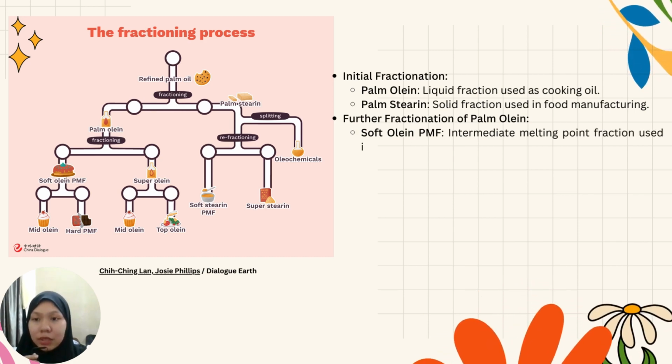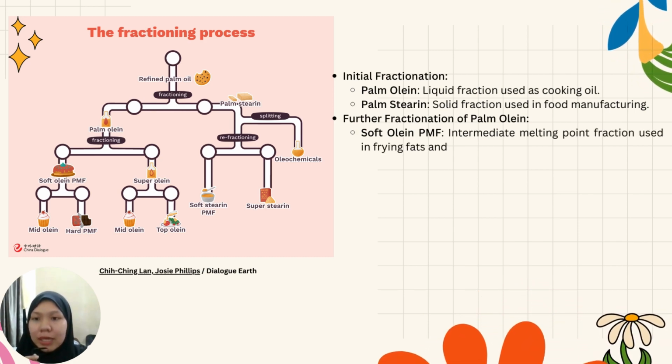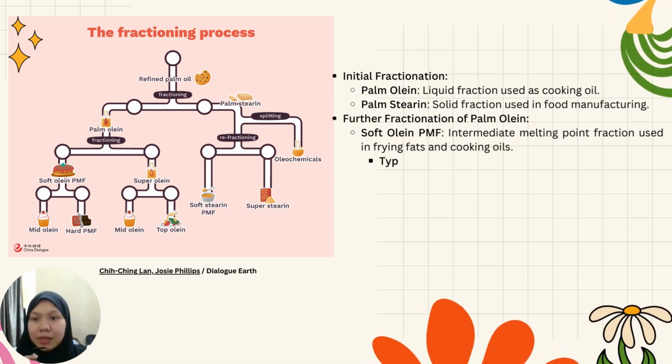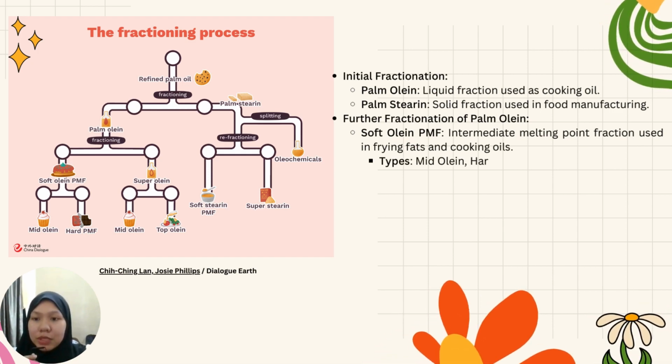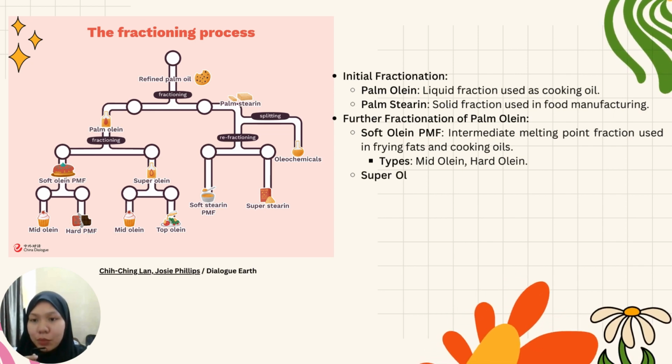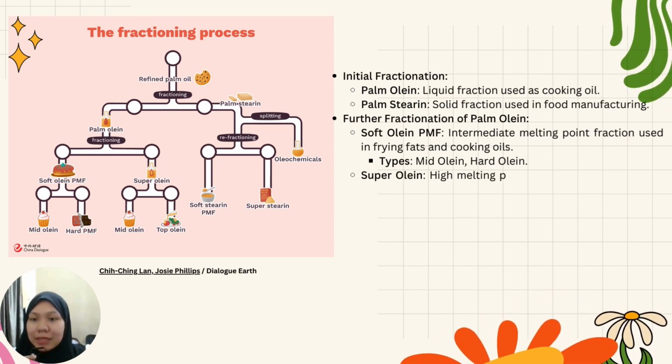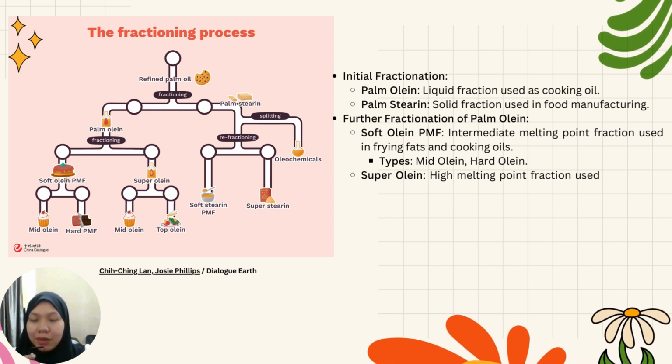whereas palm stearin is the solid fraction obtained from the fractionation of refined palm oil. It consists mainly of solid triglycerides with a higher melting point. Palm stearin is often used in food manufacturing and bakery applications where solid fats are required, such as in the production of margarine, shortening, and pastry production.